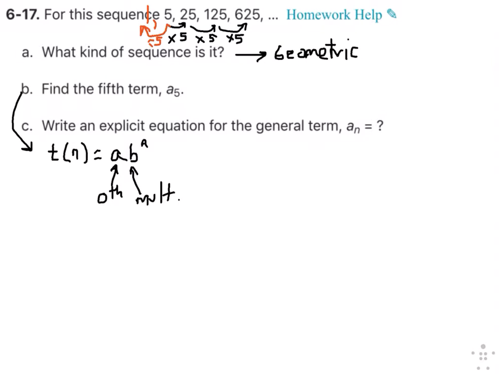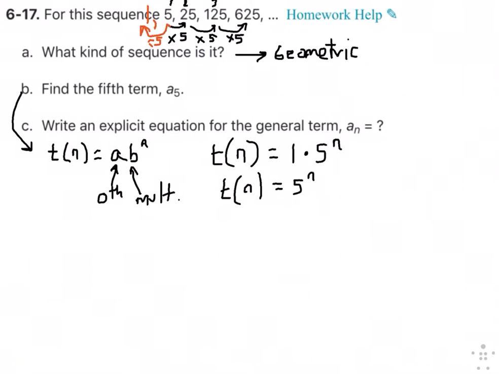So now I can write the equation. I can say T of n equals a, which is 1, the 0th term, times b, which is the multiplier, which is 5, to the n. And if we try it, if we put 1 in for n, we get 5. If we put 2 in, we get 25. So this was the first term, the second term, the third term. This works, and I would simplify this: T of n equals 5 to the n.